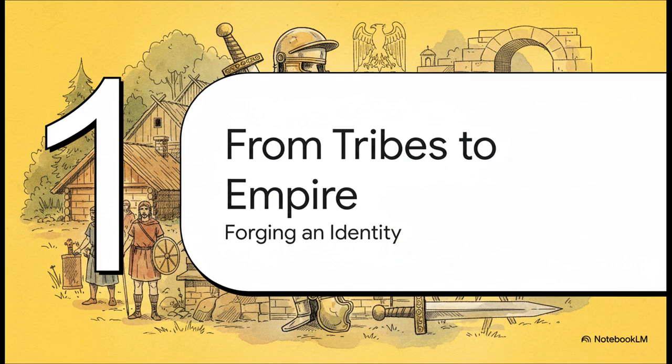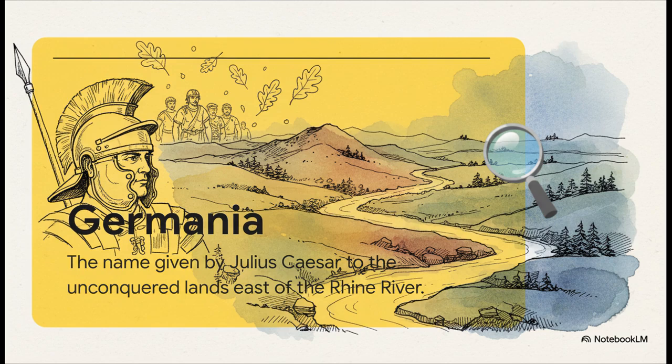It actually starts with an idea, and that idea came from its greatest rival. Believe it or not, the whole concept of Germany kind of starts with the Romans. It was Julius Caesar who first drew a line on the map. He called the wild, unconquered lands east of the Rhine River Germania.